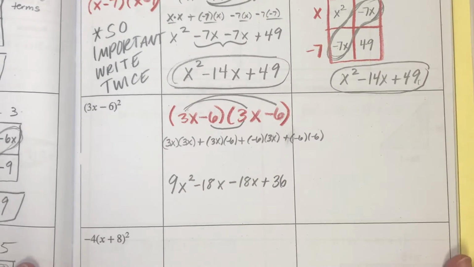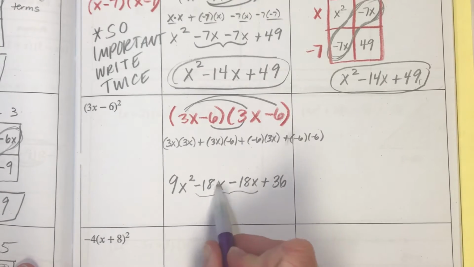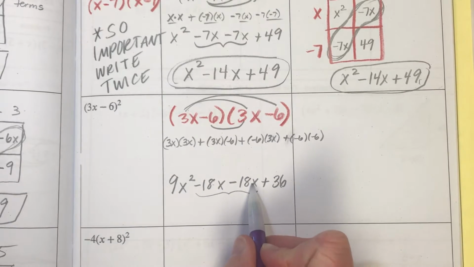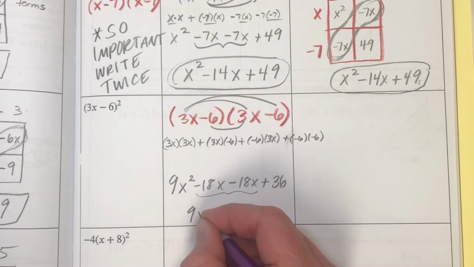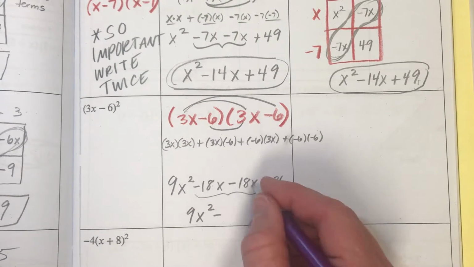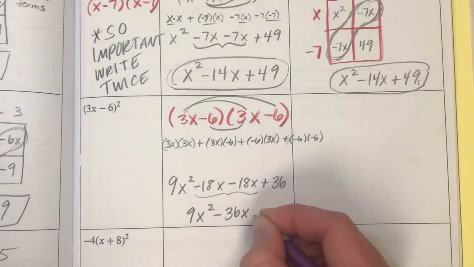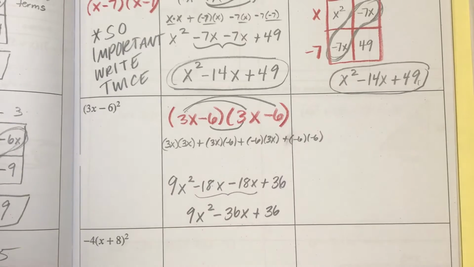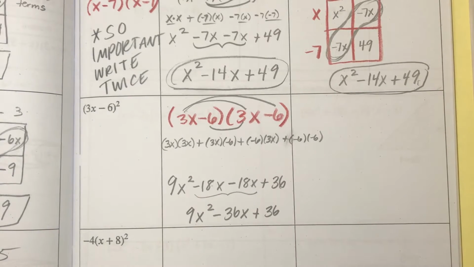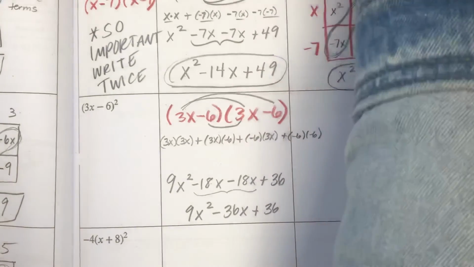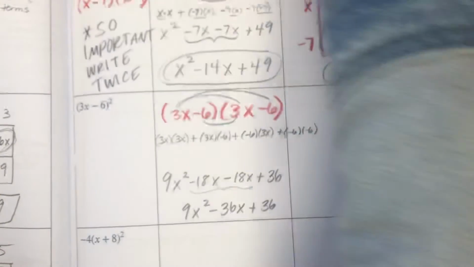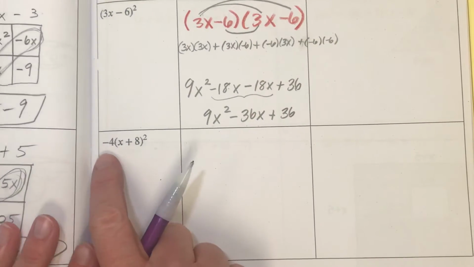And then if you can combine any terms, make sure that you do that. These two are alike because they have the same letter that have the same power. And we'll have 9x squared minus 36x plus 36. We have one more, and I want to show you how to write this one out. So this one is just slightly different than the ones that we've done before. There's a 4 out front there.